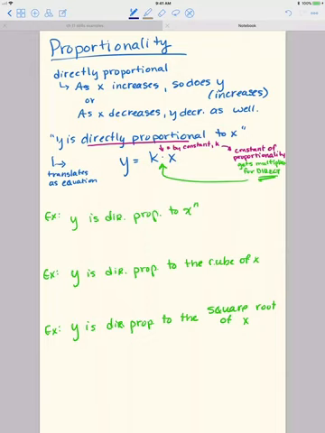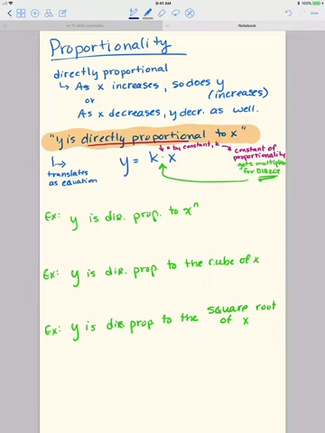So the way that directly proportional works is the variables do the same thing. So if one increases, the other one increases. If one decreases, the other one decreases. They have that matching relationship. And you'll see it written in the phrase, y is directly proportional to x.